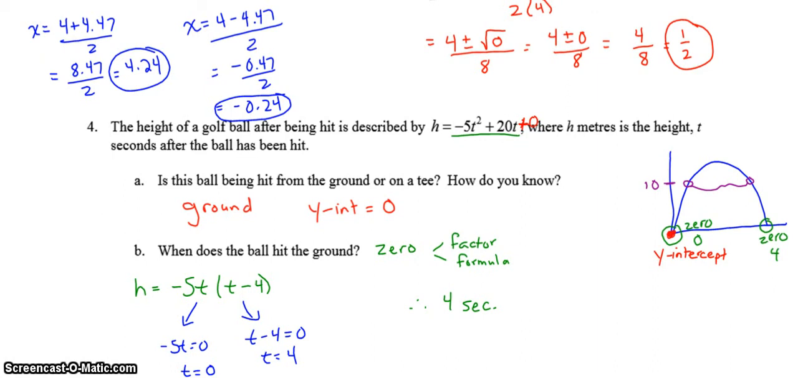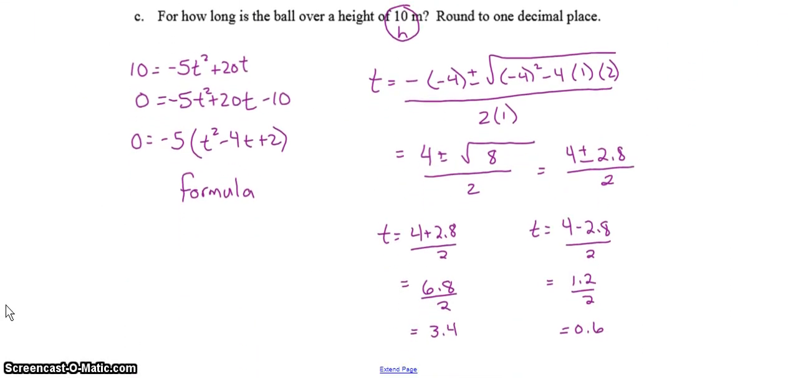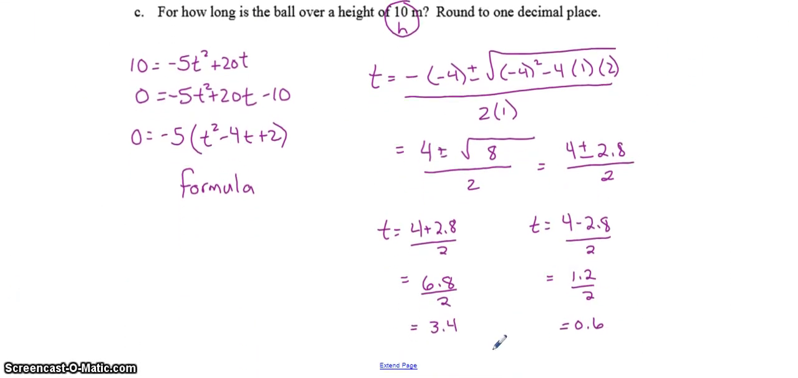So it is over a height of 10 meters between the two times. So 3.4 minus 0.6 is 2.8. So that is how long it is over a height of 10 meters.